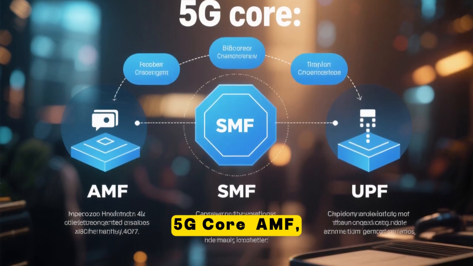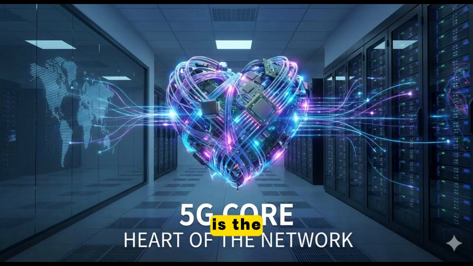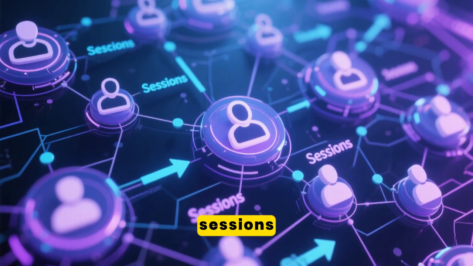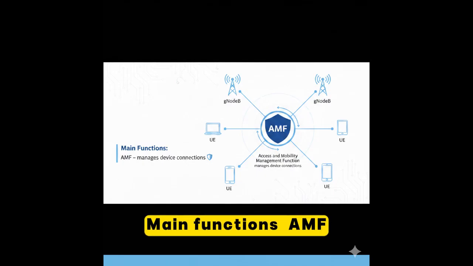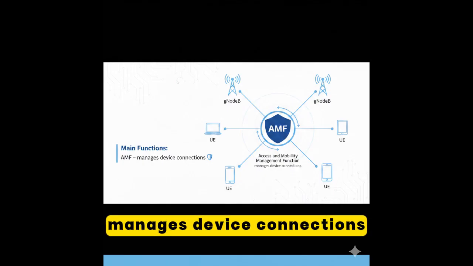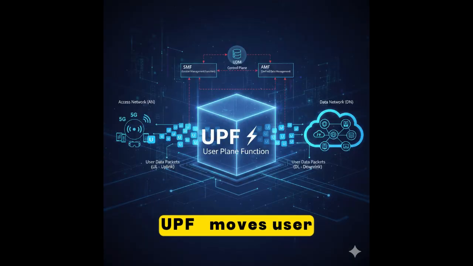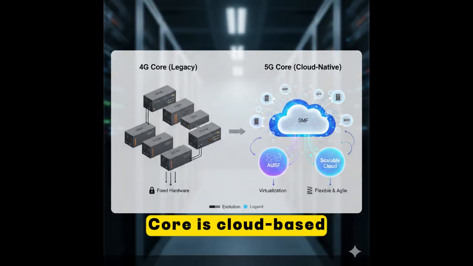5G core: AMF, SMF, UPF. The 5G core is the heart of the network. It manages users, sessions, and data routing. Main functions: AMF manages device connections, SMF manages data sessions, UPF moves user data packets. Unlike 4G, 5G core is cloud-based and virtualized, making it flexible and scalable.